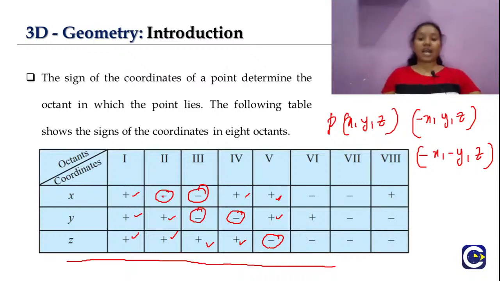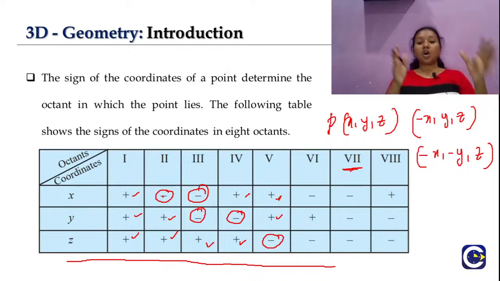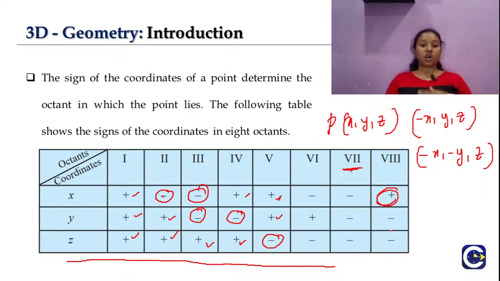And then we have 6, 7, 8, where in sixth octant, we are going to have Y positive and the remaining 2 negative. That means X and Z will be negative. And seventh will be important, where all the 3 coordinates will be negative in the seventh octant. And for eighth, only X will be positive. Remaining 2 coordinates will be negative. So keep a keen look over these octants and signs of the coordinates in each of these 8 octants.